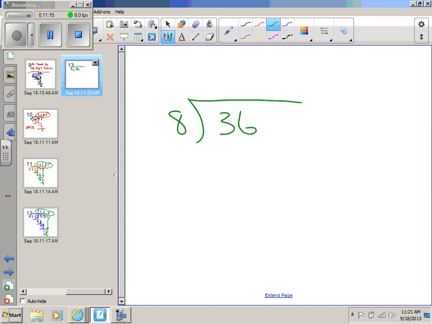367 divided by 8. Now let's work through this together as we're still getting used to this. A good habit to get into once you've graduated into the big boy math: anytime you have division, if there isn't already a decimal in there, put one in. And it goes straight up.